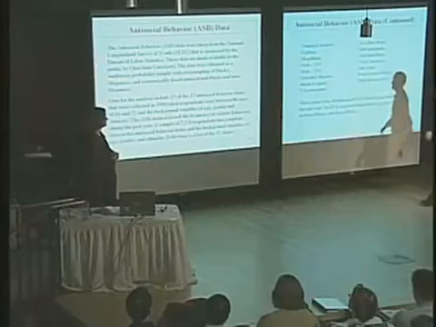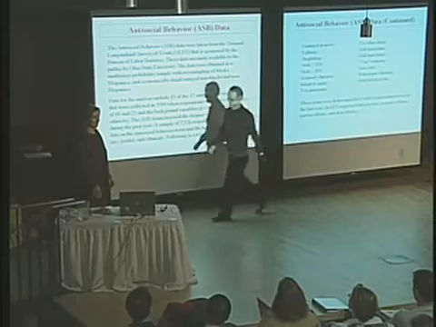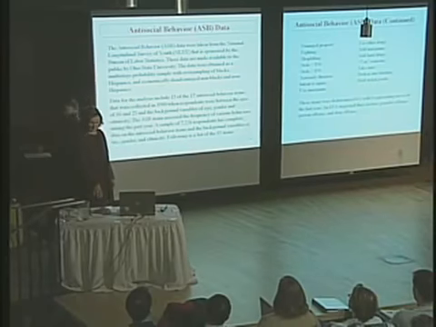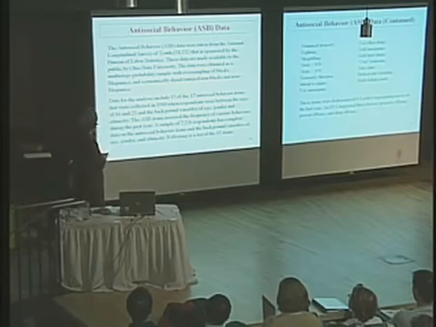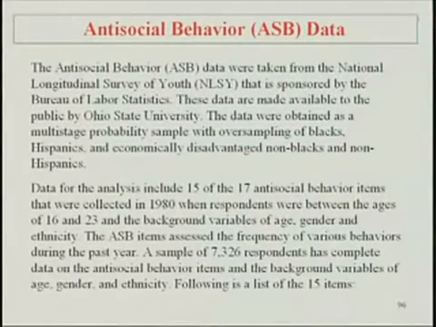Okay, so now we're going to take a look at an example of IRT, and we're going to use the antisocial behavior data from the NLSY, the National Longitudinal Survey of Youth. And this is a really great data set. It's also complex survey data, which we're ignoring the fact that it is. We're going to be looking actually not at 15 of the 17 antisocial behavior items, but 8. We're going to look at the 8 property offense items.